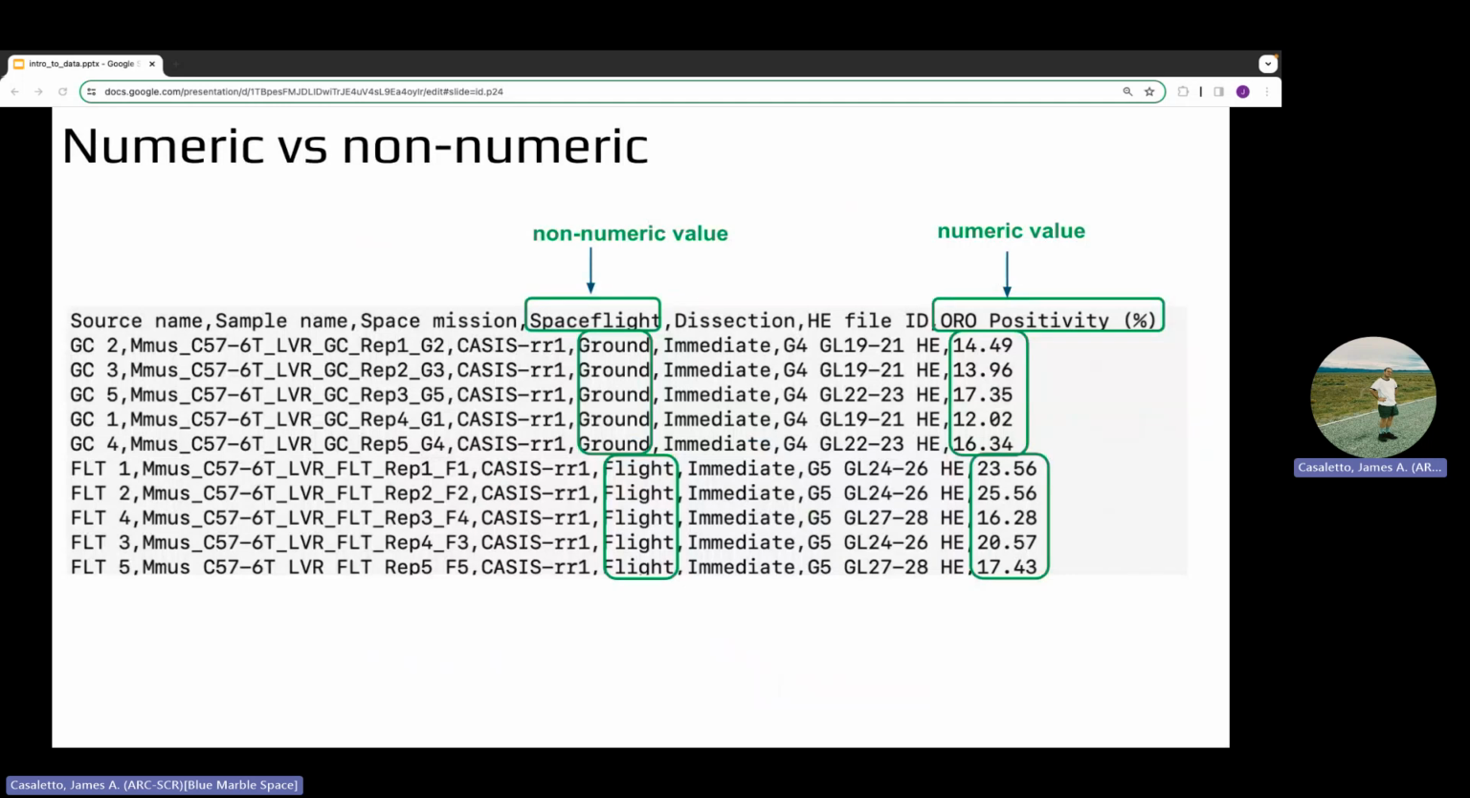Tables can contain both numeric type data and non-numeric type data. For example, the column named spaceflight has values either ground or flight. Note that if there are only two possible values for a column, it could be represented in numeric form, for example, 0 and 1. The oral positivity percentage column has numeric values. These too could be converted to classes such as low, medium, and high, or just low and high, or again, numbers.